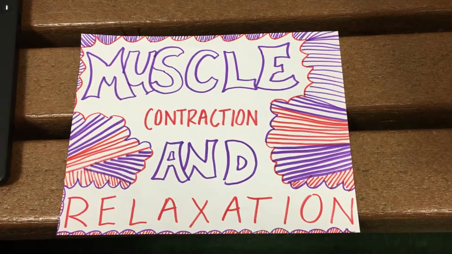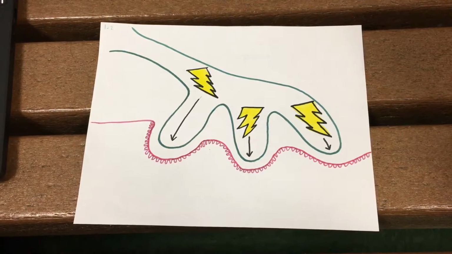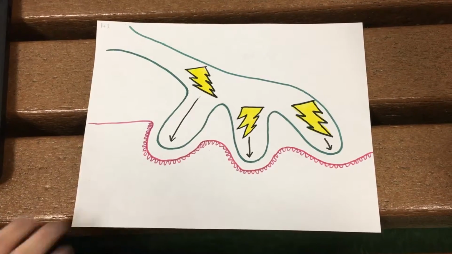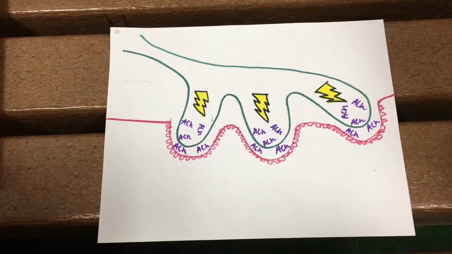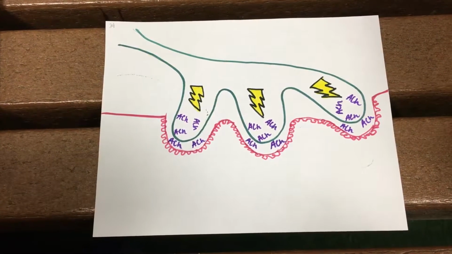Muscle contraction and relaxation. A stimulus sets up an impulse to travel through a neuron. The impulse travels to the branches of the motor neuron. The impulse releases the neurotransmitter acetylcholine from the end of the motor neuron into the synaptic cleft.